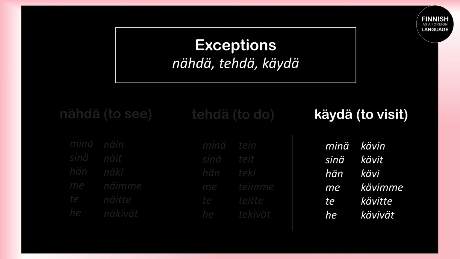And the last exception is käydä, which means to visit. So I visited is minä kävin. You visited is sinä kävit. He or she visited is hän kävi. We visited is me kävimme. You visited plural is te kävitte. And they visited is he kävivät.